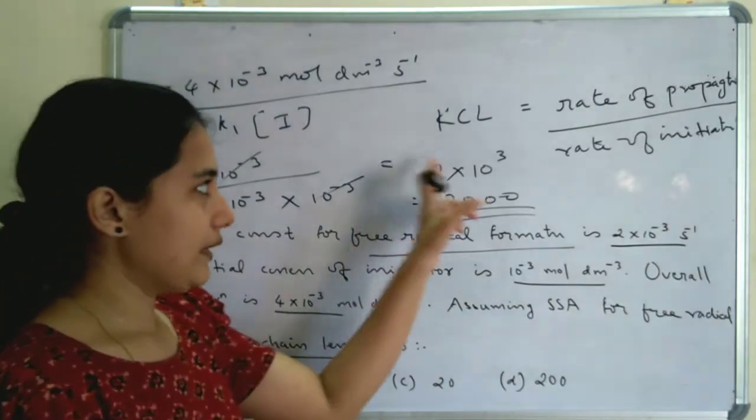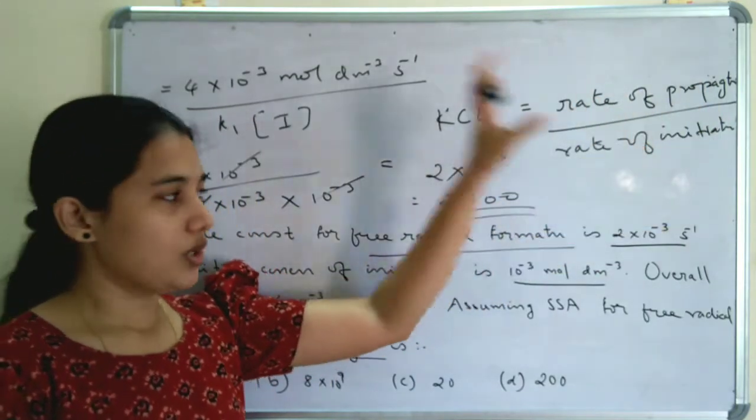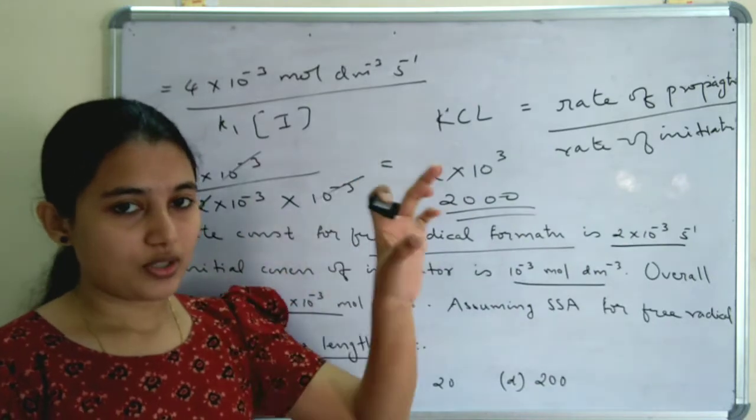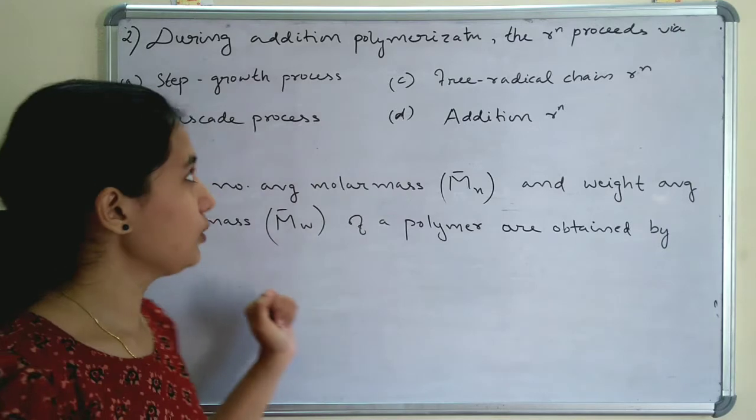So how to find kinetic chain length? Rate of propagation by rate of initiation step. So if the concentration and rate constants are given, K1 into concentration of reactant gives you the rate of a step. Moving on to second question.